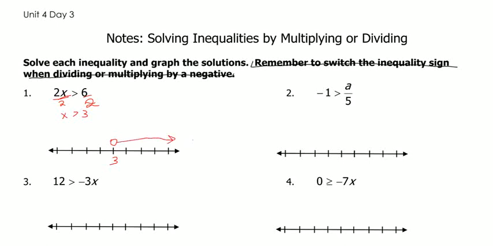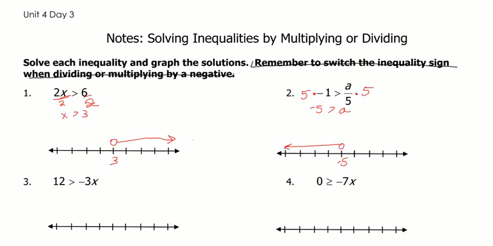Alright, on number 2, multiply both sides by 5. That's going to be negative 5 is greater than a. So negative 5 with an open dot, and a needs to be smaller. So it's going to be everything to the left.